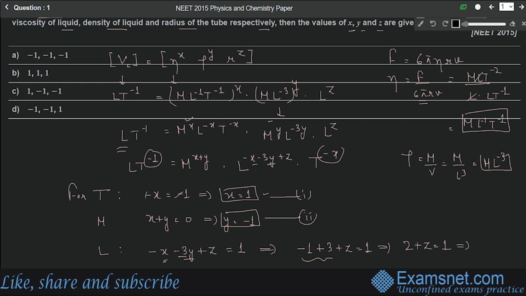So according to this, z will be equal to 1 minus 2, that means minus 1. So now we have got all the values. X is equal to 1, y is equal to minus 1 and z is equal to minus 1 again. So 1, minus 1 and minus 1. Option C will be the correct answer. 1, minus 1 and minus 1 are the values of x, y and z respectively.